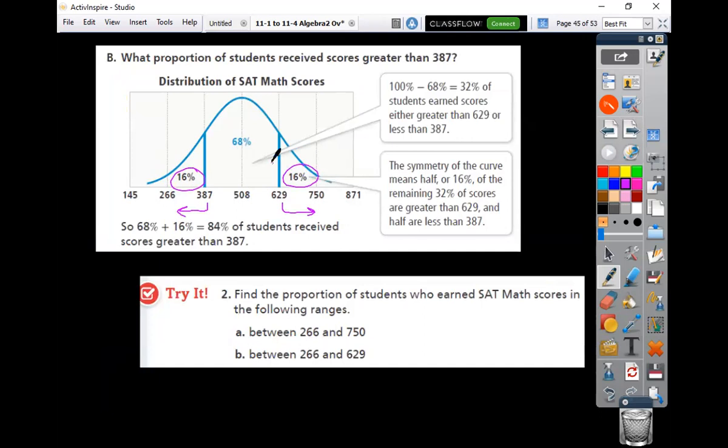This one says between 266 and 750. That's 2 standard deviations out, so that's 95%. And then the 266 to 629, so this is 16% and that 68, that's how I would get that because it's already on my screen. So that would be 84% of the data.